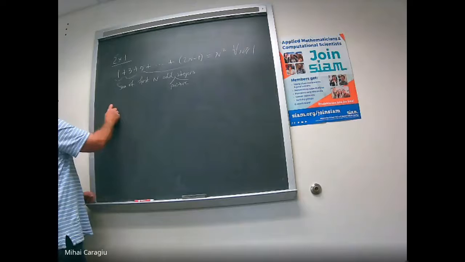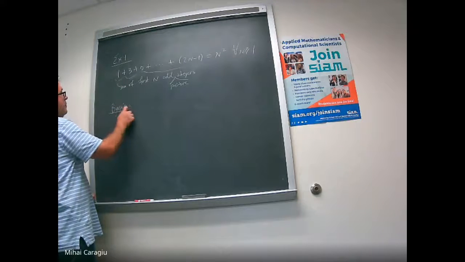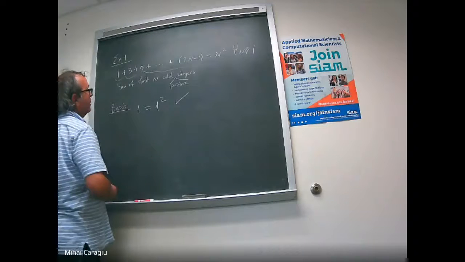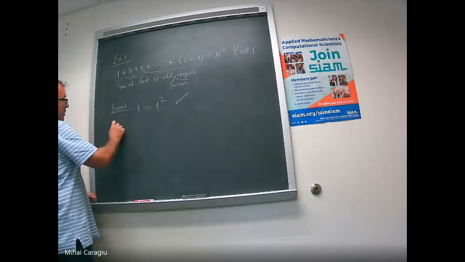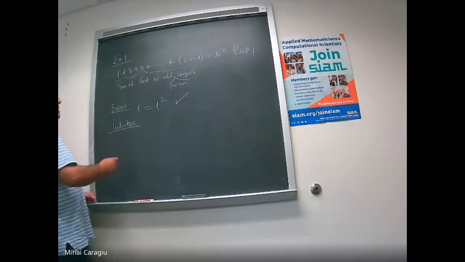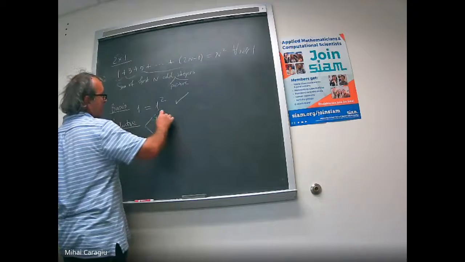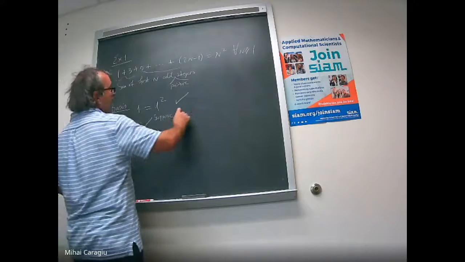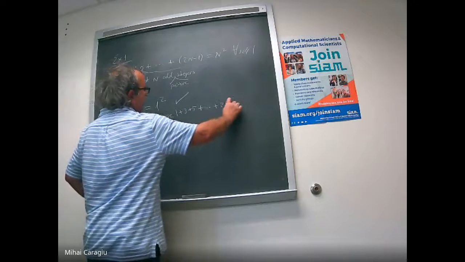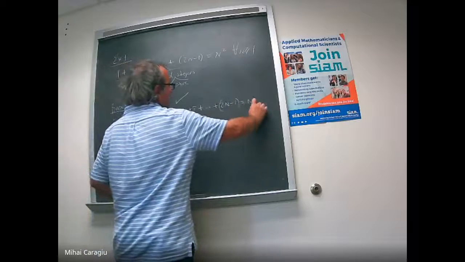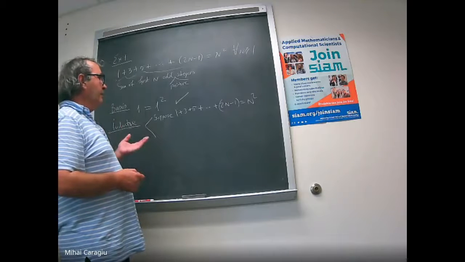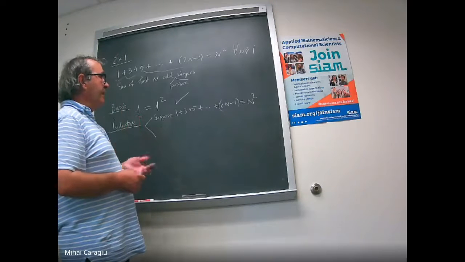Okay, basic step: 1 equals 1 squared. Inductive step. Suppose 1 plus 3 plus 5 plus ... plus 2n minus 1 equals n squared. So we assume truth at level n. We want to move on to prove that truth holds at level n plus 1.